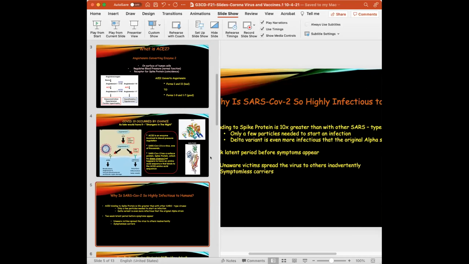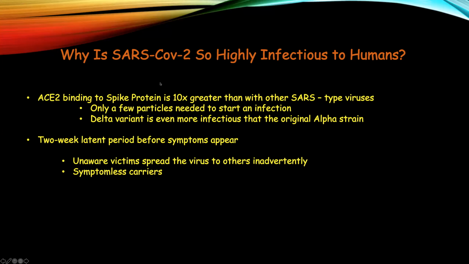Then here is another one. Why is the virus so highly infectious? There are thousands of SARS type viruses. And why is this one causing a worldwide pandemic? Well, one reason is that the spike protein binds to the receptor ACE2 very tightly, about 10 times greater than with other SARS type viruses. So this means that only a few particles are needed to start an infection.